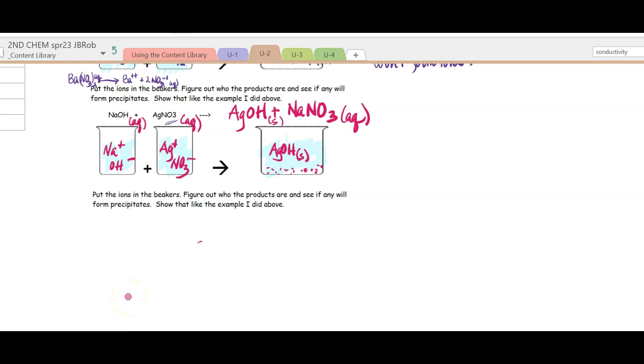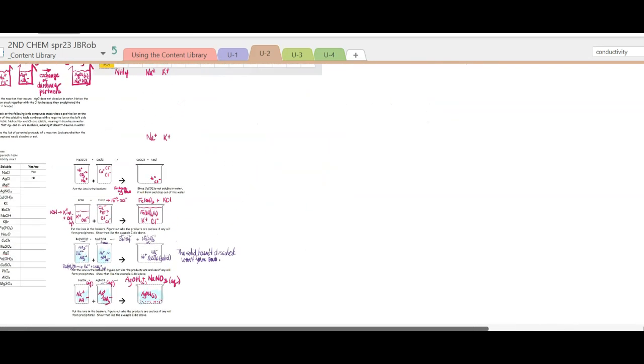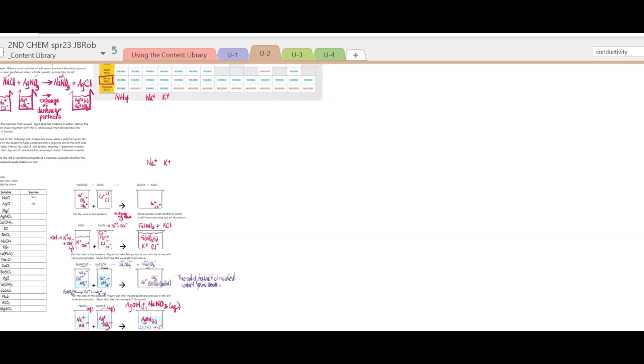All right. So this is bringing us up to the lab we're going to do, in which you design 5 experiments that are going to work. That is 5 reactions that will occur when you pour 2 clear solutions together.